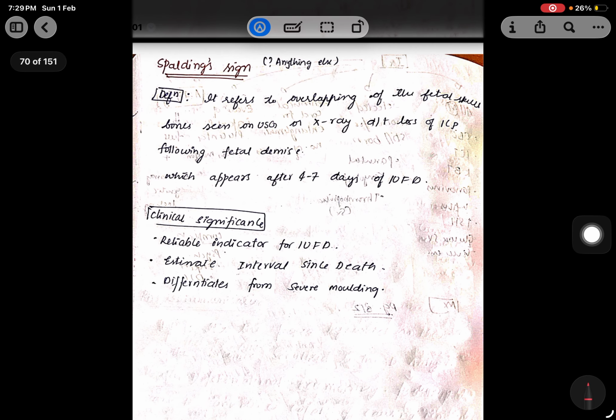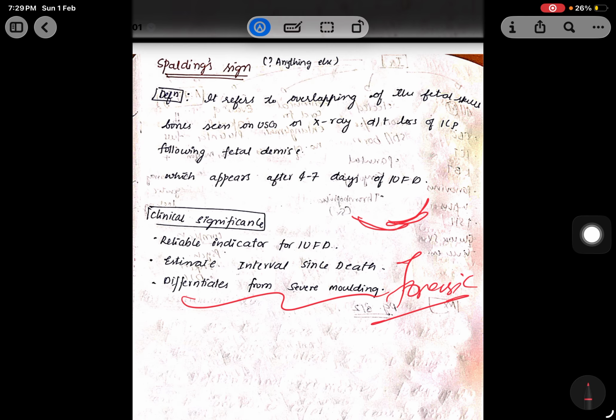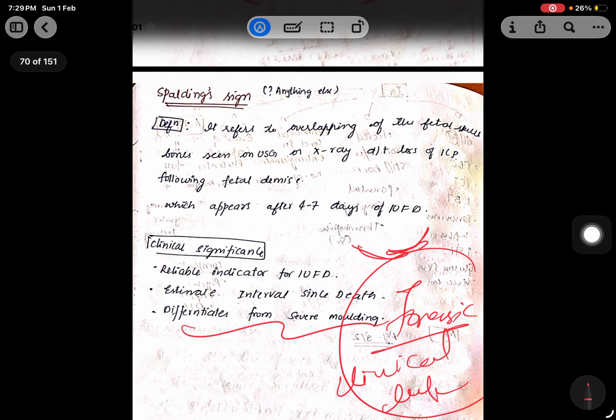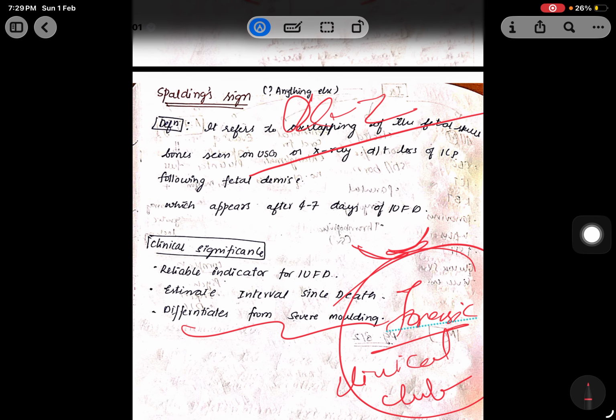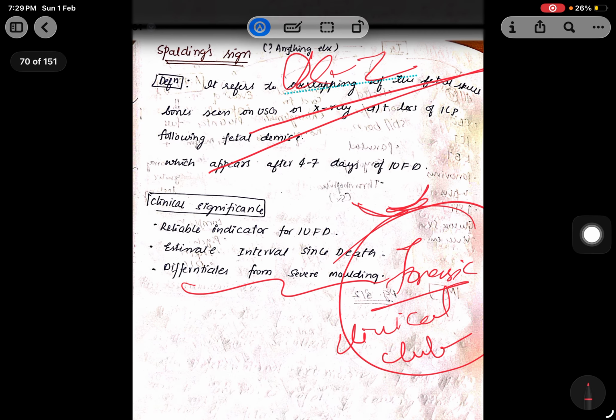Again, Spalding sign, I have just mentioned it. What happens is if there is overlap of the fetal skull, it's called Spalding sign. So this will help. This has all the forensic clinical importance. Okay. So make sure you just study that. These are all RS2 kind of questions. Since I prepared these notes before the exam was on, I just made sure everything is there.